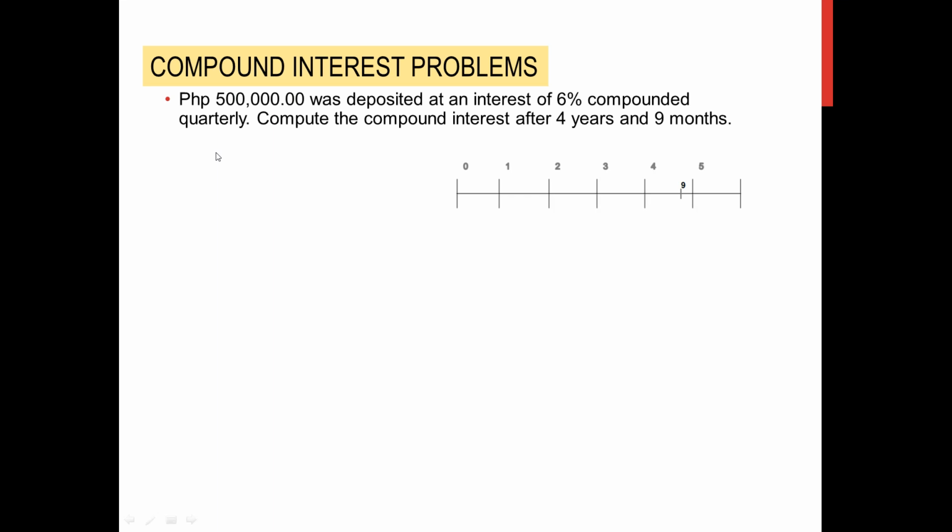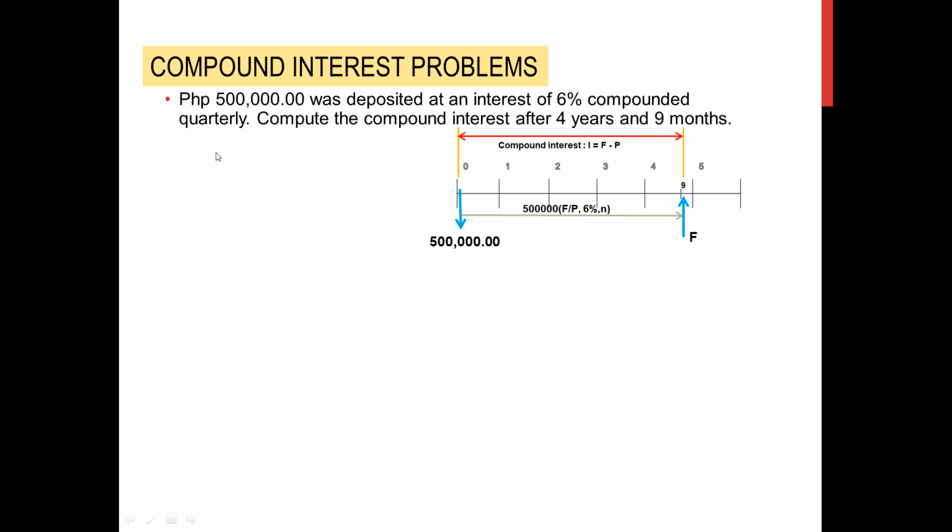So we put that into a cash flow diagram. Of course, there is a gap between 4 and 5 years because we have 9 months on that. And we take note that the compound interest is compounding quarterly actually. So 500,000 is deposited and then brought to your future.